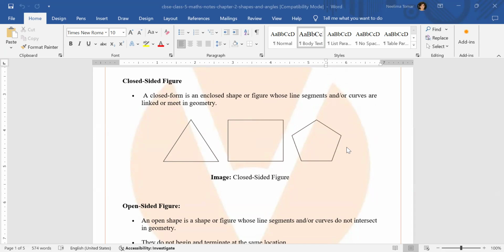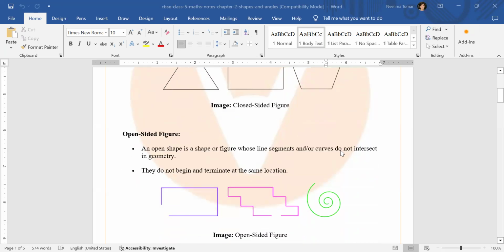Let's start with closed-sided figures. A closed form is an enclosed shape or figure whose line segments or curves are linked or meet in geometry. You can see in the given figures, the first is a triangle, the second one is a quadrilateral, and the third one is a pentagon. These figures are made up of lines, and you can see there is no gap in between. The starting point is meeting with the end point, and hence there is no gap.